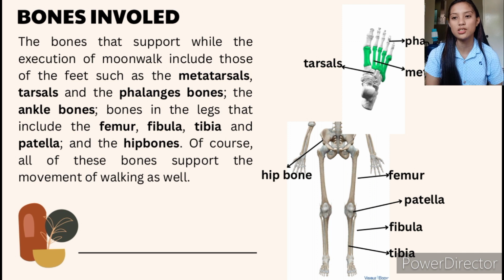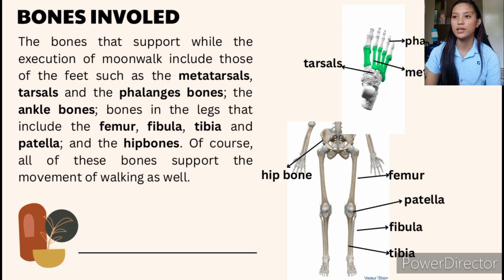Tarsals and metatarsal bones provide stability and support to the foot while executing the dance moves. Then the ankle needs to be flexible so that the foot can glide smoothly backwards while performing the moonwalk dance. Next is the phalanges. The phalanges support the toes and allow the dancers to grip the ground while performing the dance moves. Next are the ankle bones.